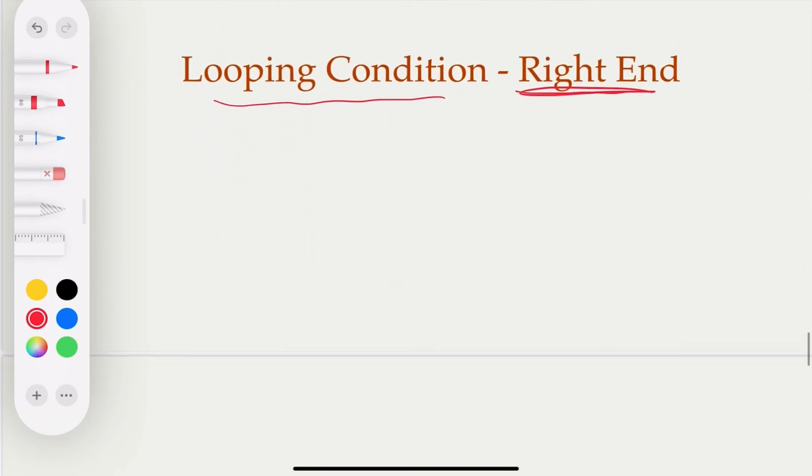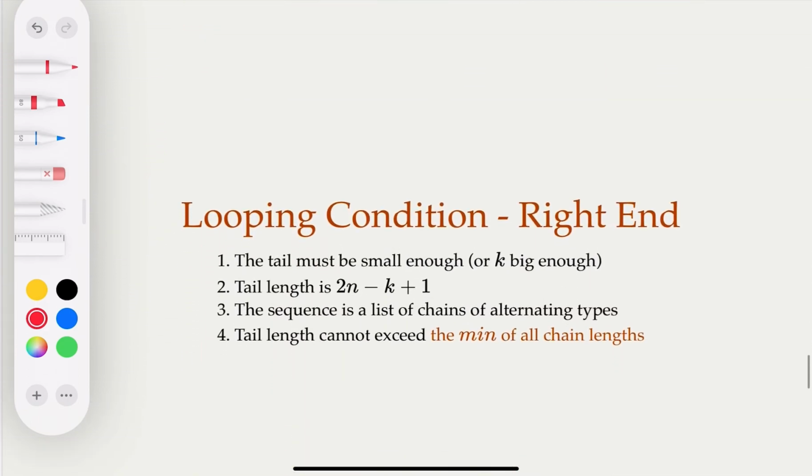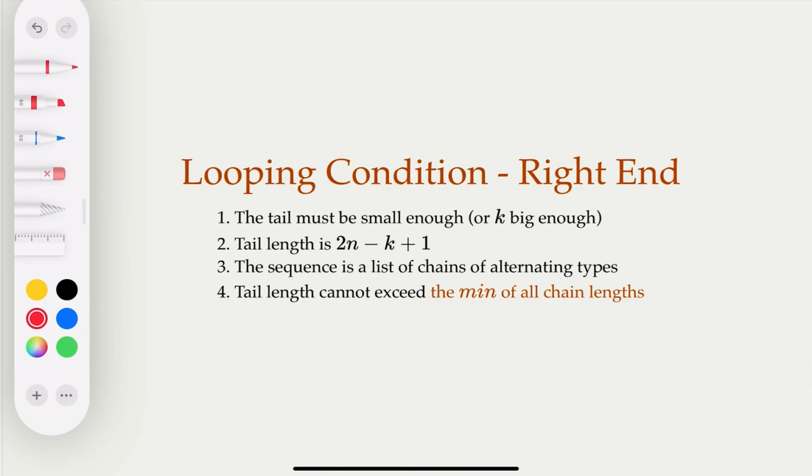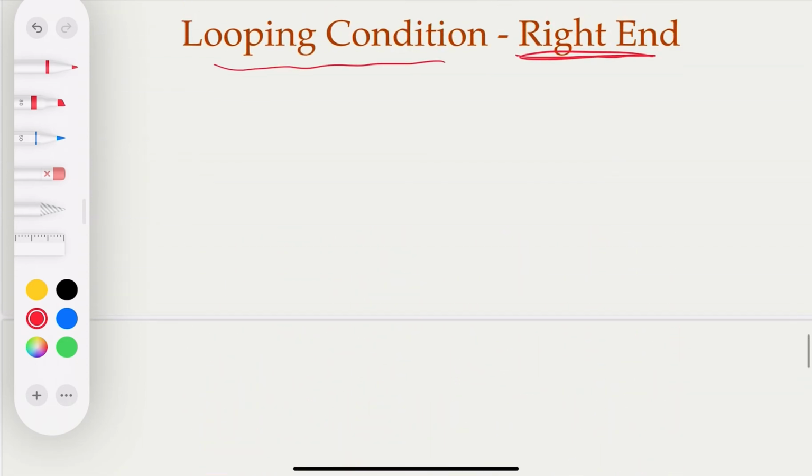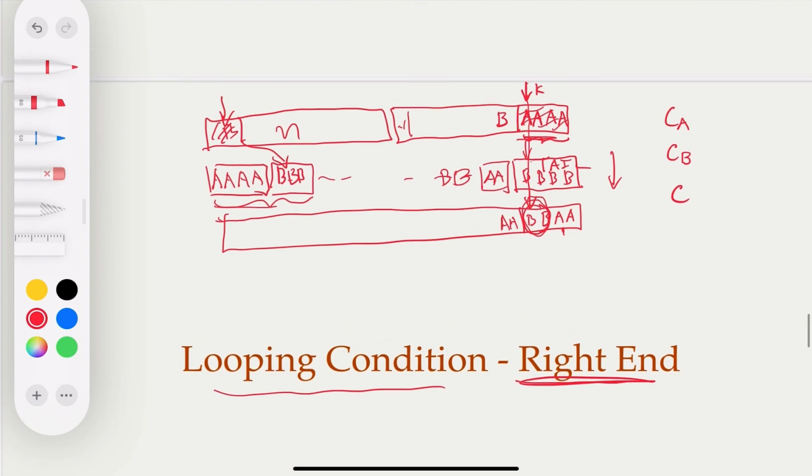So this is a summary. In order to have a looping condition on the right, the tail must be small enough. The tail cannot be too big. If the tail is too big, for example if K is here, then you're going to create a situation that the type is going to be mixed. Whenever you have a mixed type, the case position is sandwiched. When the case position is sandwiched, the total count C will decrease.